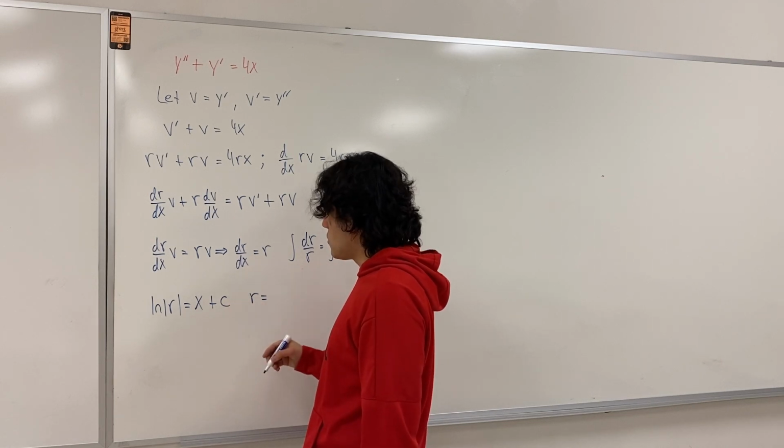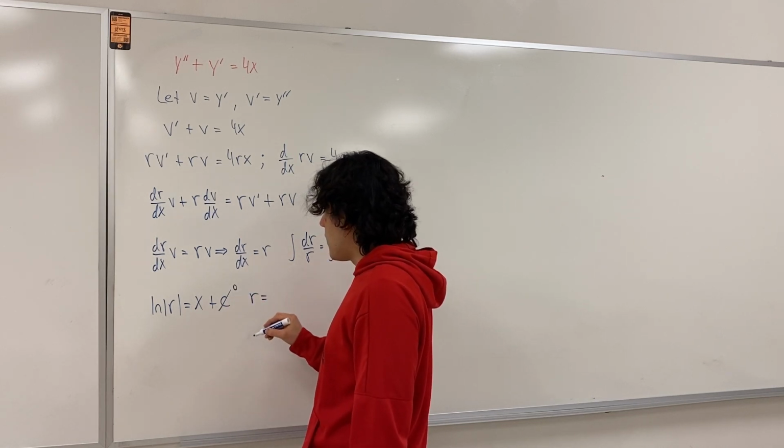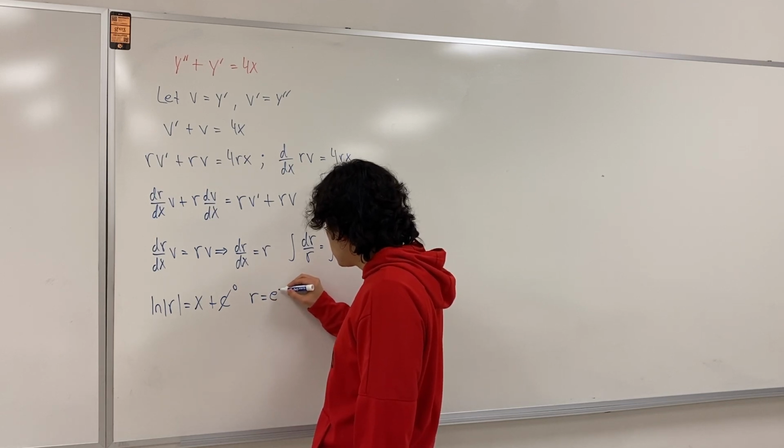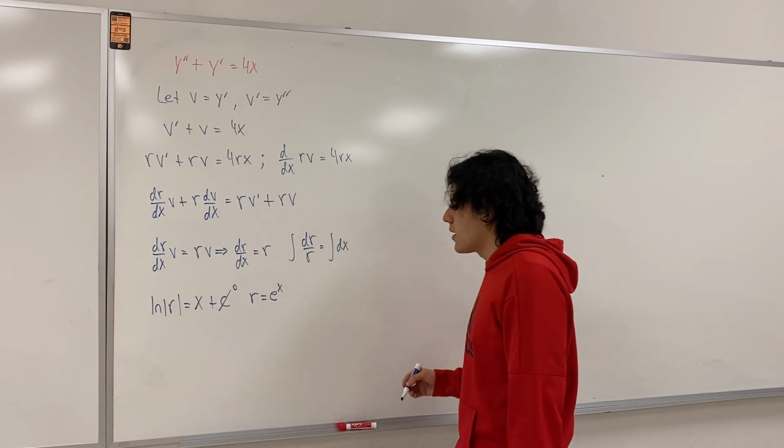So if we let c equal to 0, then if we exponentiate that, that's just going to be 1. And so we have e to the x. That's our integrating factor, okay?